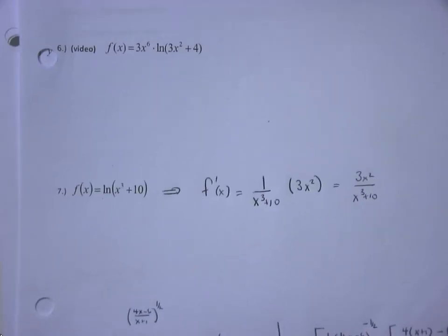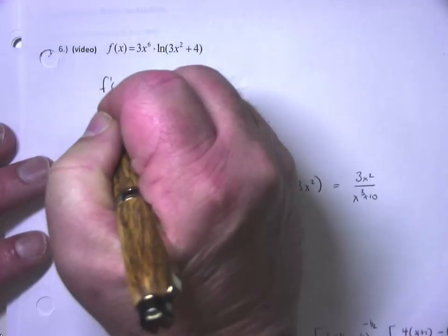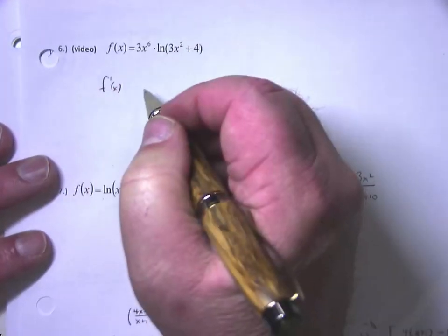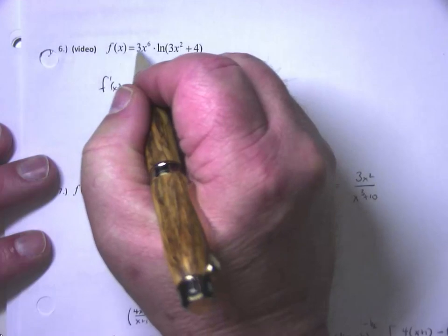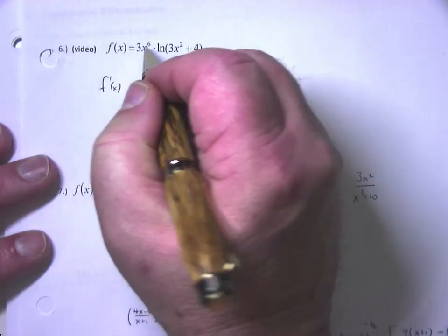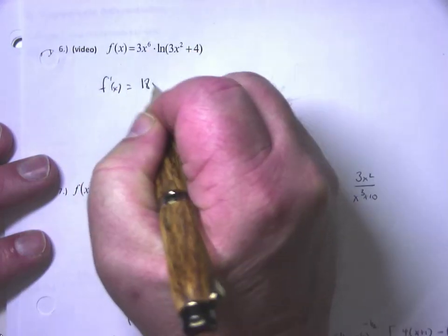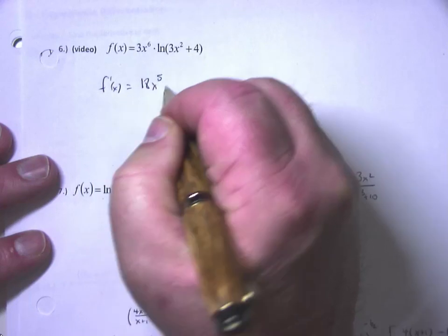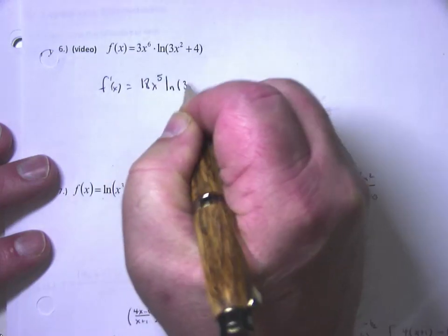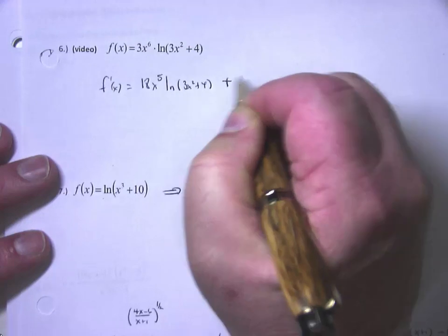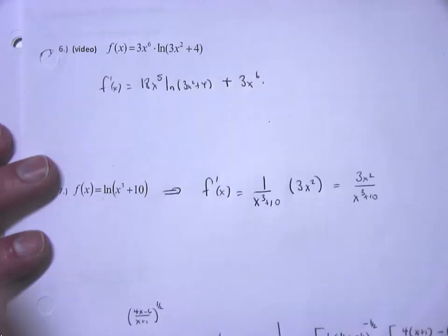F of x is equal to 3 times x to the 6 times the natural log of 3x squared plus 4. Well, I've got 3x to the 6 times natural log of 3x squared plus 4. So that is a product. So we shall use the product rule. Derivative of the first times the second plus the first times derivative of the second. The first is just 3x to the 6. What's the derivative of 3x to the 6? 18x to the 5th. Derivative of the first times the second, natural log of 3x squared plus 4. Plus the first, 3x to the 6 times derivative of the second.